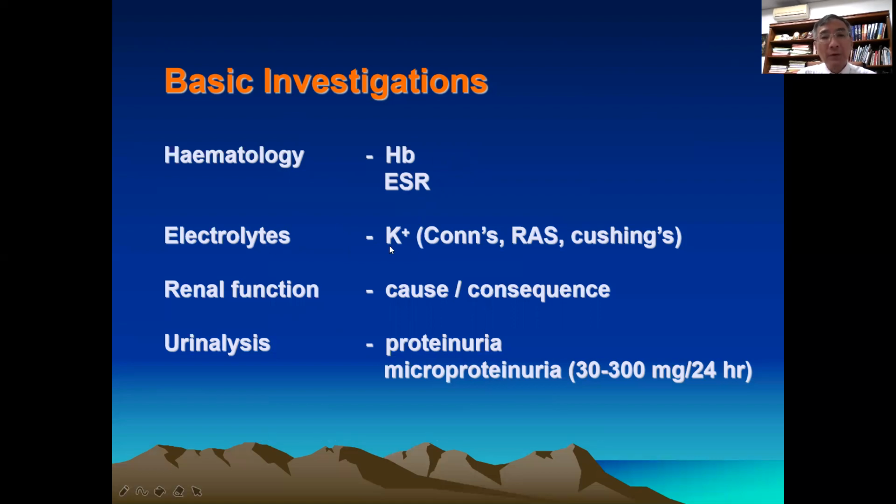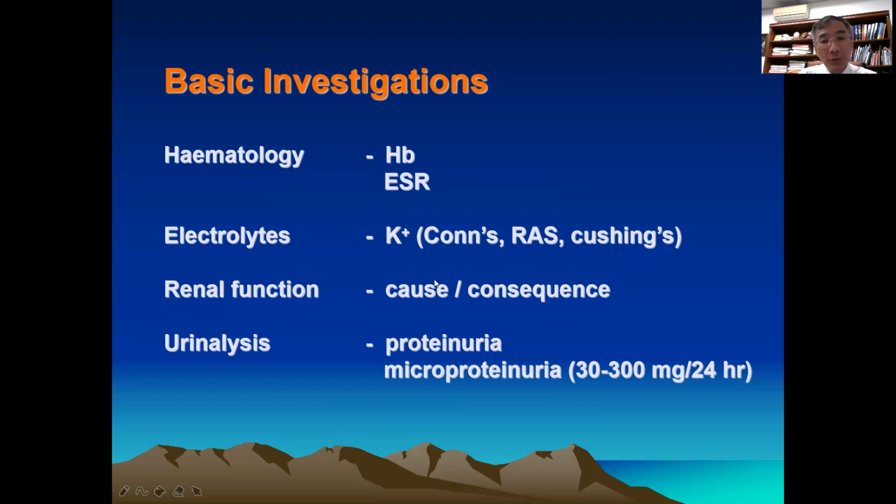The potassium is very important, because low potassium may be indicative of hyperaldosteronism, Conn's syndrome, renal artery stenosis, or Cushing's syndrome. All of them would have hypokalemia. Hyperthyroidism can also be associated with hypokalemia.